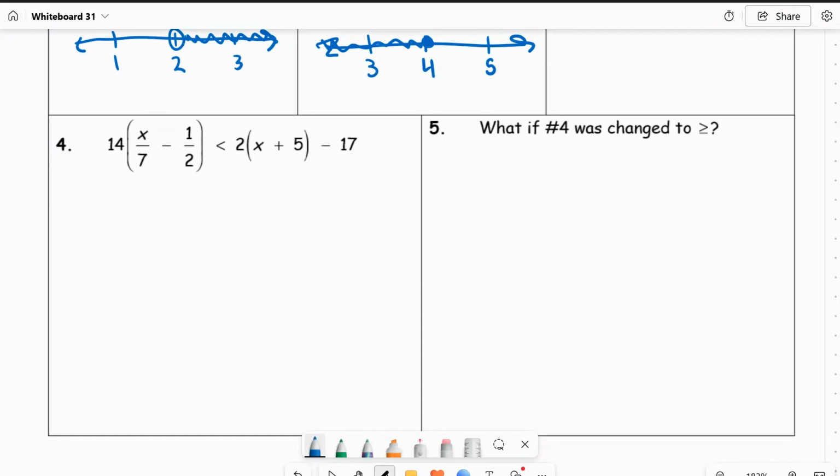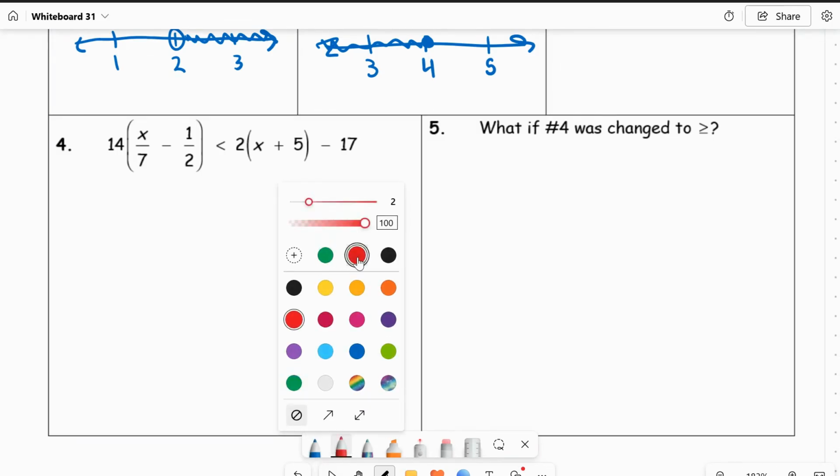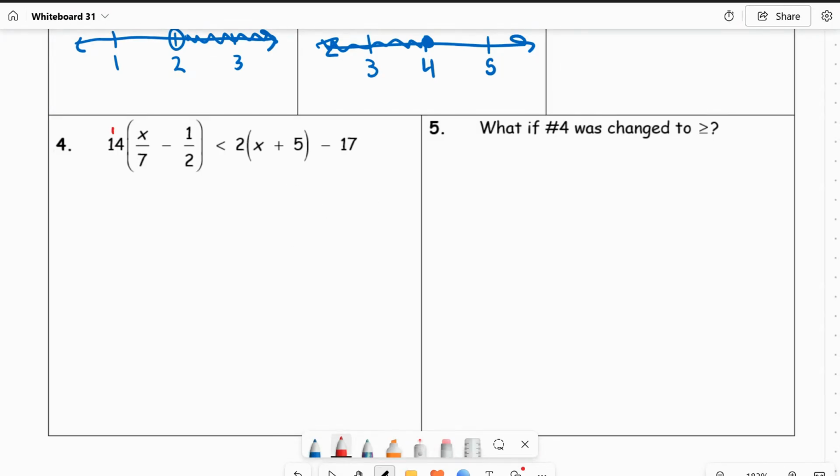All right, number 4 and 5. So let's do number 4. We'll save number 5 for class. So in number 4, the first thing you're going to want to do is distribute inside our parentheses. So I'm going to distribute 14, and I'm going to distribute 2. So 14, anytime you have x over a number, think about that as your fraction being 1/7 times x. So 14 times 1/7 is just 2.